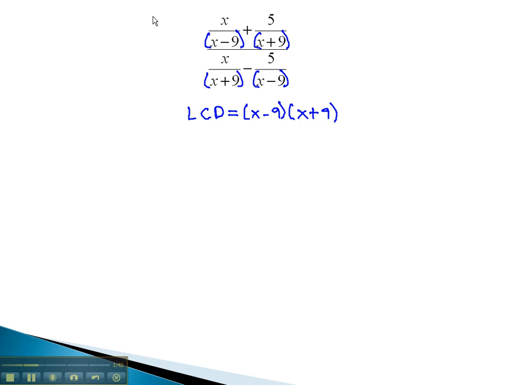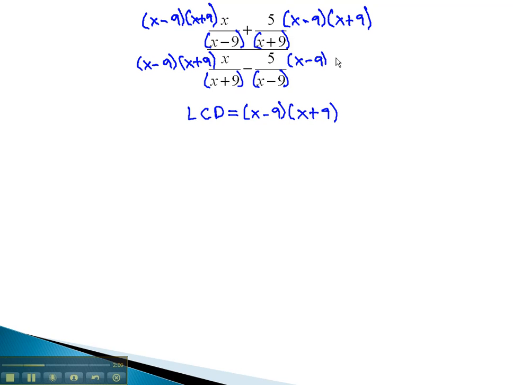Both are needed as we multiply each term by x minus 9 times x plus 9. And then we can go back and divide out those factors with what we find in the denominators.